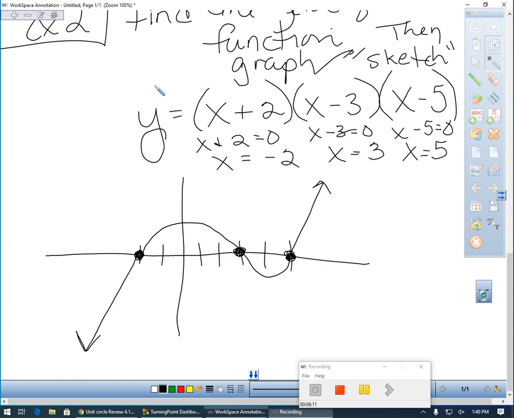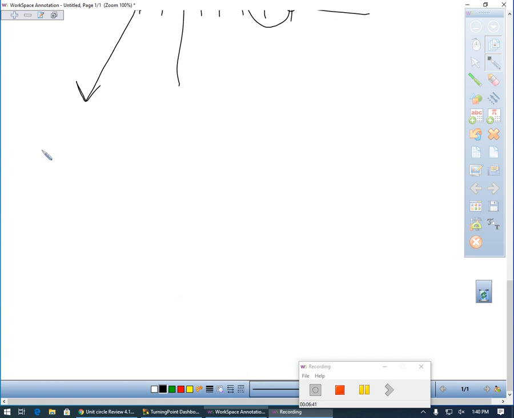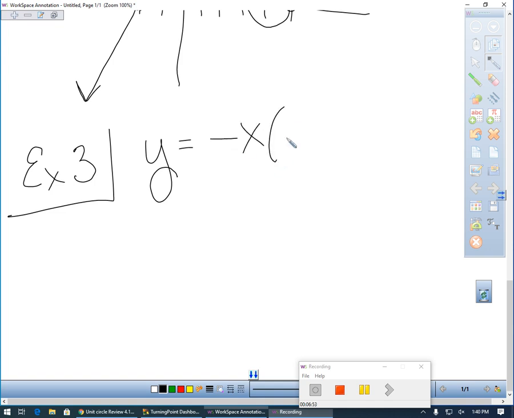Alright, you guys, let's do one more of these. So example number 3, still from the same section. Alright, so let's say I have y equals, let's go with negative x times x plus 1 times x minus 3, and I'm going to squeeze in an x minus 4 over there.